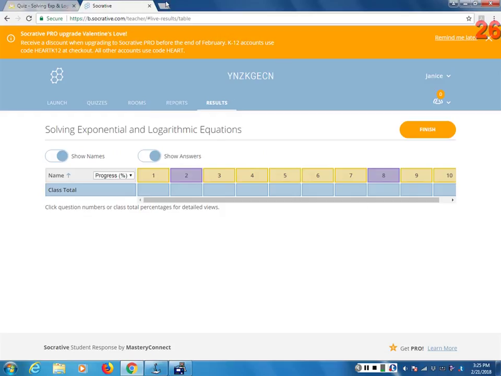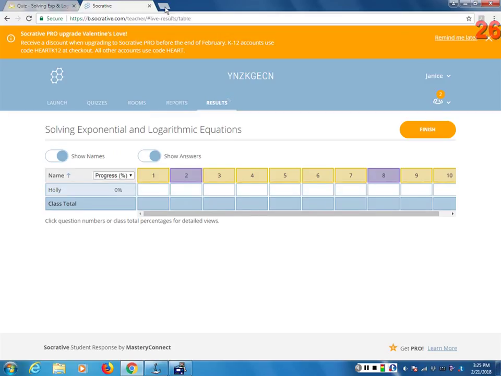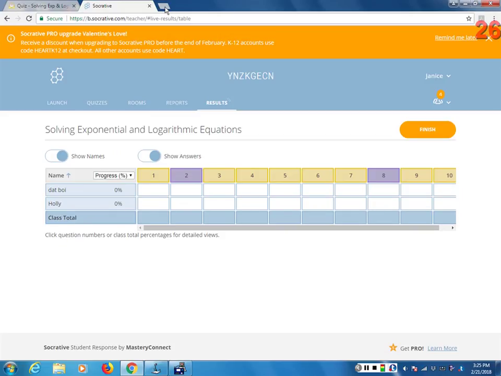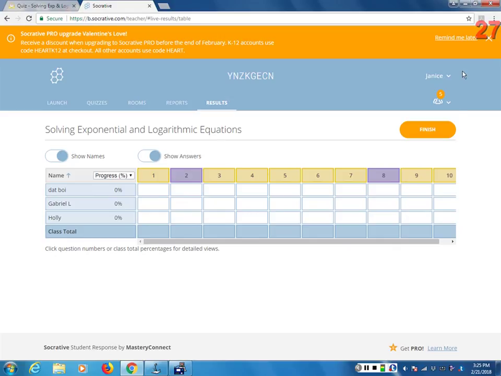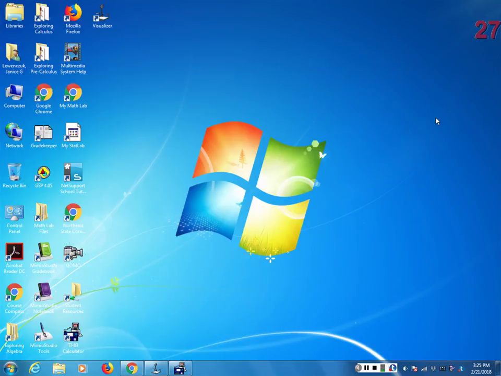Okay. Go into YNZKGECN. And you don't have to use your real name if you don't want to. I have to write this down, and then I'll get off of it. You have to go to Socrative.com and join this quiz.